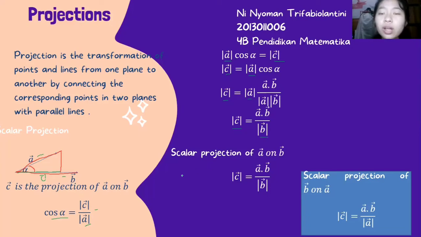And so the conclusion: the scalar projection of vector A on vector B is vector A dot vector B divided by norm of vector B. And the scalar projection of vector B on vector A is vector A dot vector B divided by norm of vector A.